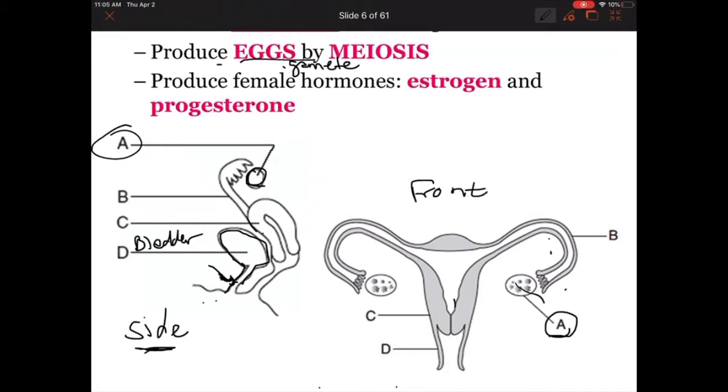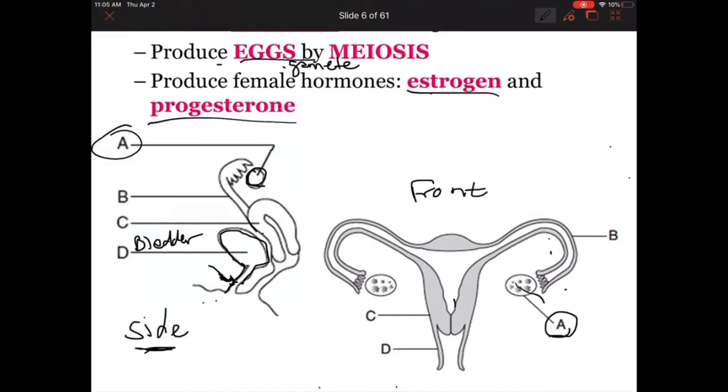Now, ovaries have a second function, and that is to produce the female hormones estrogen and progesterone. Estrogen is associated with secondary sex characteristics, like we talked about with males. Males produce testosterone, responsible for increased body hair, deeper voice, and lower body fat. Estrogen is responsible for secondary sex characteristics of females, like higher body fat, not as much body hair, and the development of breast tissue.